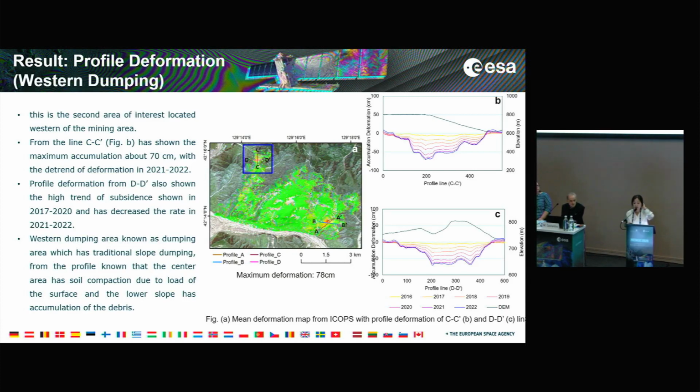The western dumping area, known as a dumping area which had traditional sloping dumping, from the profile we know the center area has soil compaction due to the load on the surface, and the low slope has accumulation of debris.